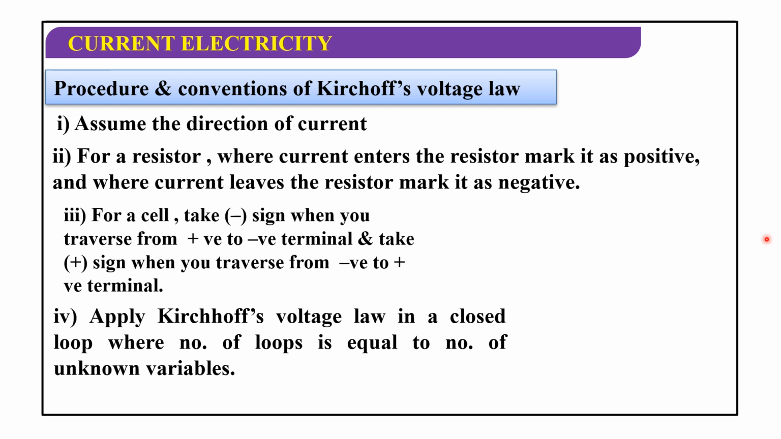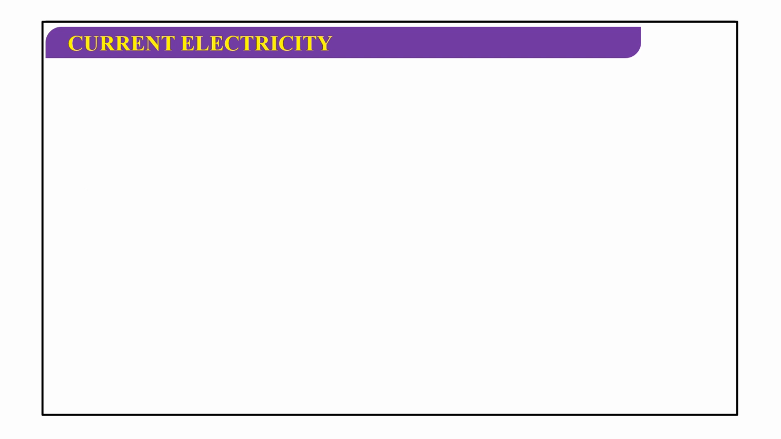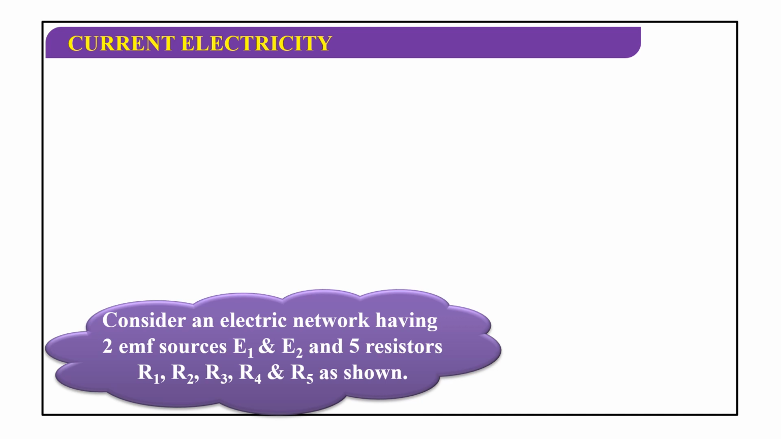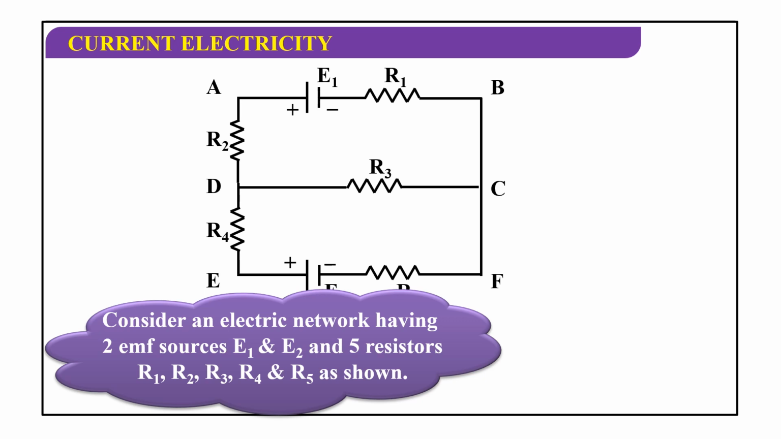Apply Kirchhoff's voltage law KVL in a closed loop when number of loops is equal to number of unknown variables. Now consider an electric network having two EMF sources E1 and E2 and 5 resistors R1, R2, R3, R4 and R5. They are shown here.